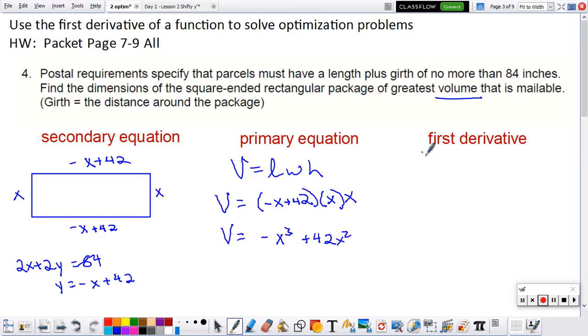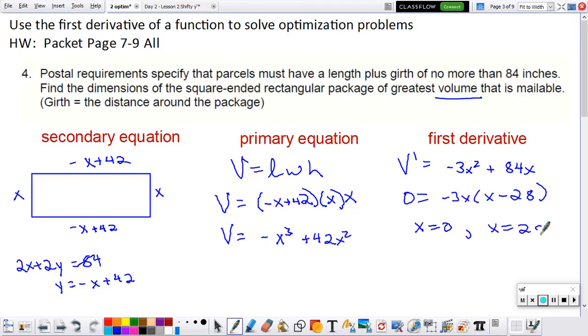So now I'm going to take the first derivative. We've got v prime equals negative 3x squared plus 84x. Set that equal to 0. I'm going to take out negative 3x, and I'm left with x minus 28. And I have possibilities of x equals 0 or x equals 28. Now, obviously, it's not 0. So I know that one side is 28. If I put the 28 here, I get 14 because negative 28 plus 42 is 14.